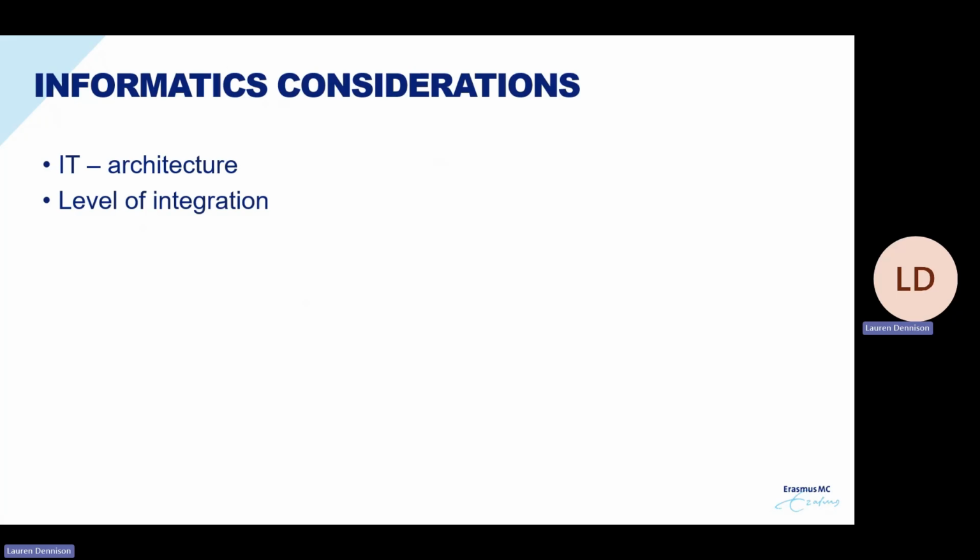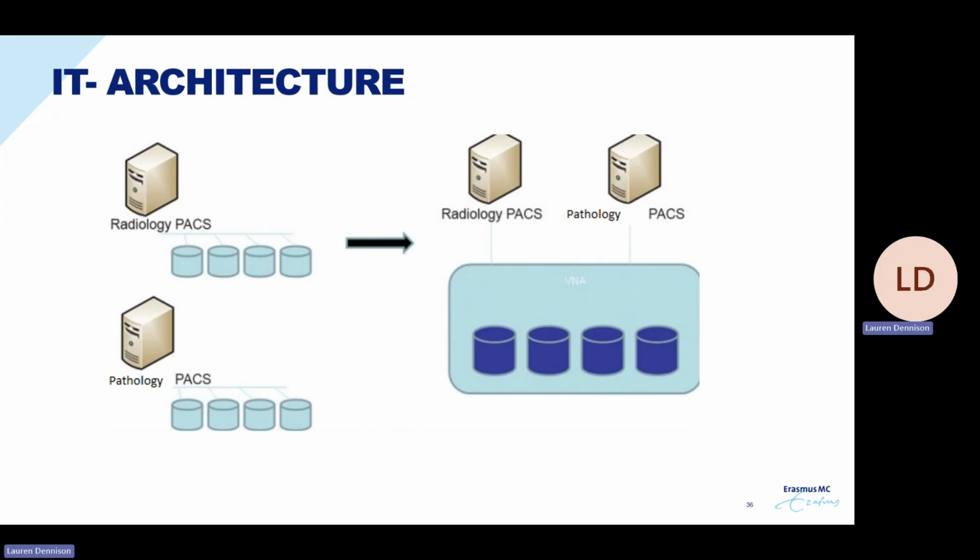Then there are considerations also for your IT architecture, and you need to think about the level at which you do your integration. So this is a very simplified schematic. What we've decided to do at Erasmus is to create a vendor-neutral archive, so all images from the radiology PACS and the pathology PACS then go into a single archive. This has its challenges, I can tell you, but I think this is a way of actually being able to link the data, and they're also available to both specialties.